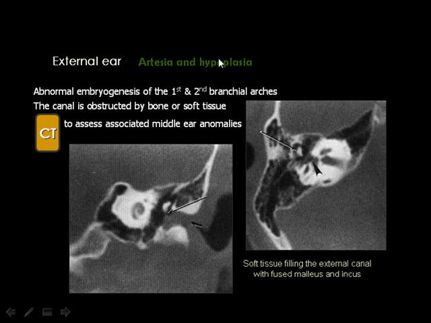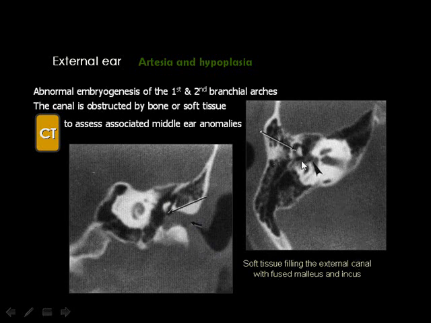Actually, the atresia of the external ear is presented in two types: the soft tissue atresia and the bony atresia. In the soft tissue atresia, you can see the external auditory canal, which is filled by soft tissue structure. And the role of imaging in both types of atresia, the bony one and the soft tissue one, is to assess the middle ear cavity and the ossicles in particular.